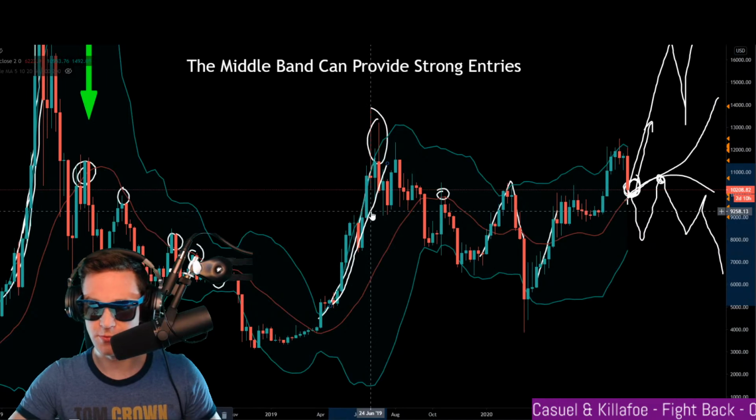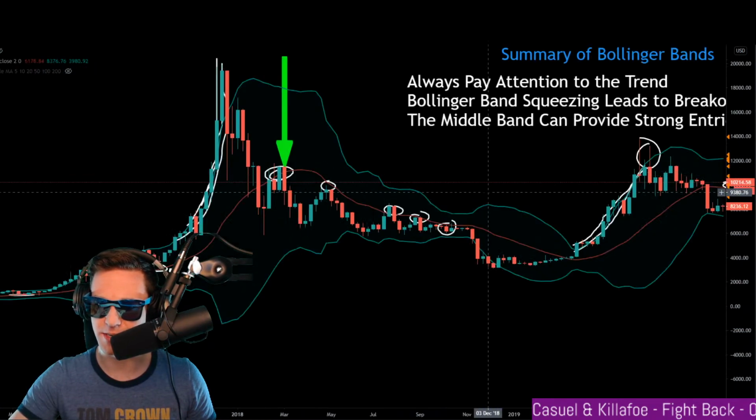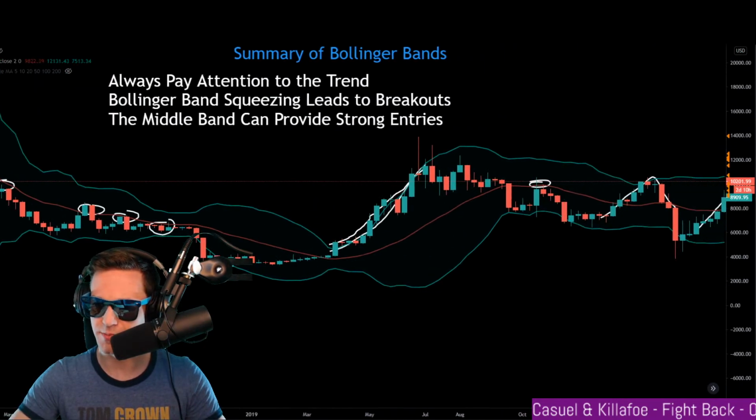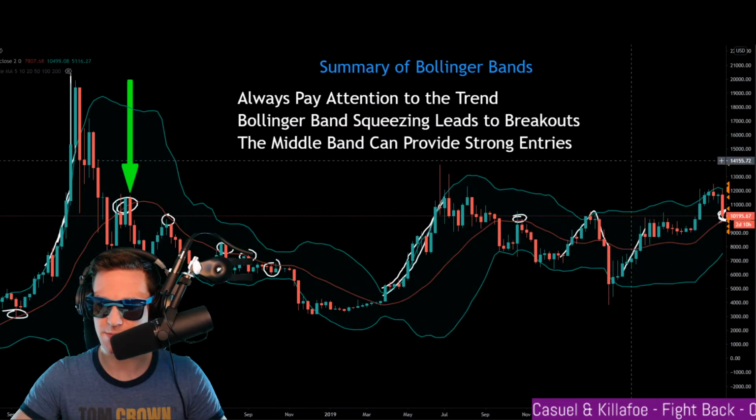So this is a powerful tool. I don't hear many people talk about it. I think it's considered, for whatever reason, kind of like a noob tool, but it's really not. It's a great thing. It's a moving average with standard deviations. It's mathematical.